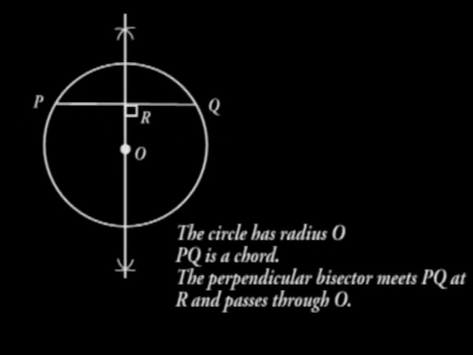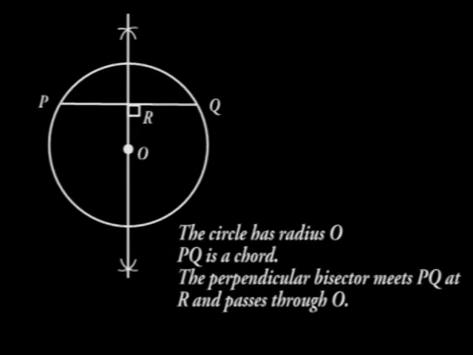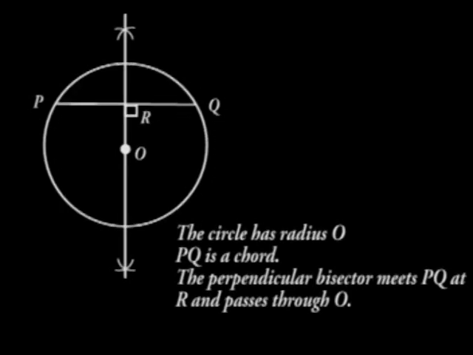Consider the figure below. The circle has center O. PQ is a chord. The perpendicular bisector meets PQ at R and passes through O. Let's see whether the perpendicular line is really a bisector.